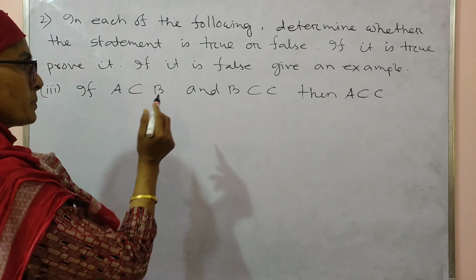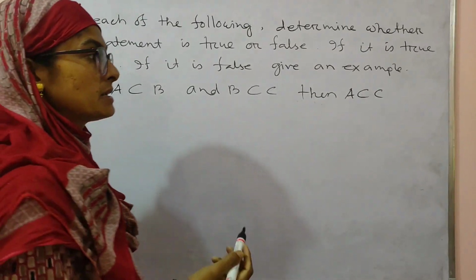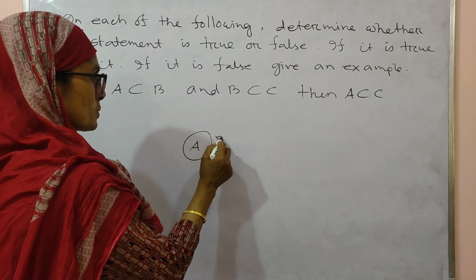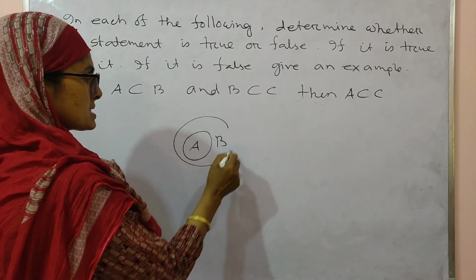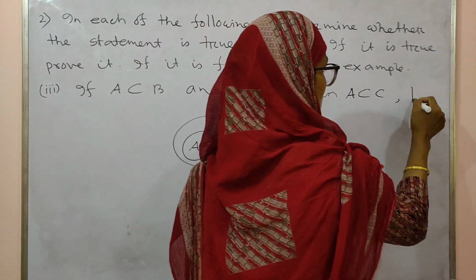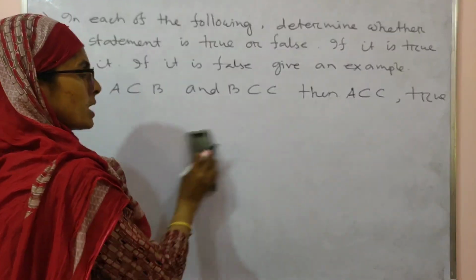Number 3. If A is a subset of B and B is a subset of C, then A is a subset of C. If you draw a Venn diagram, A is a subset of B, and again B is a subset of C, then A is a subset of C. So this one is true. But you have to prove this one.